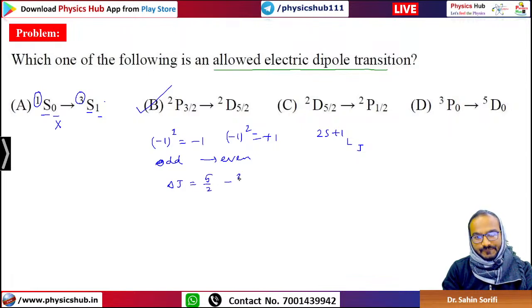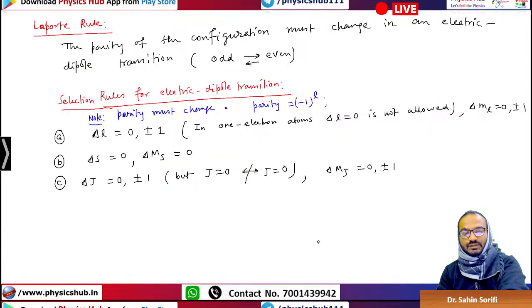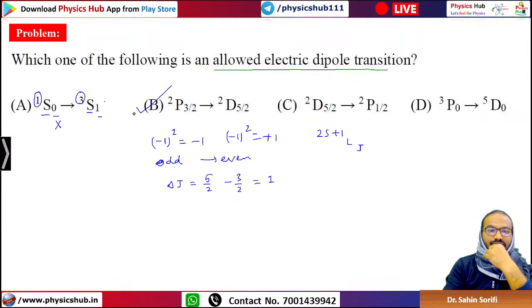Okay. Change in J: 5 by 2 to 3 by 2, that is 1. That also matches the condition of 0 plus minus 1. So this seems to be allowed. For this one, why is C not allowed? 5 by 2 to 1 by 2, so it is more than 1. So delta J does not hold here.